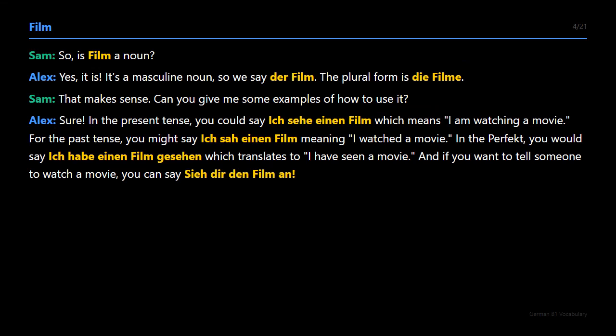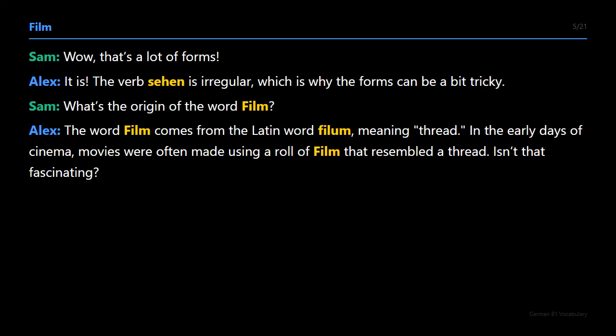And if you want to tell someone to watch a movie, you can say, Sieh dir den Film an. Wow, that's a lot of forms. It is. The verb Sehen is irregular, which is why the forms can be a bit tricky.